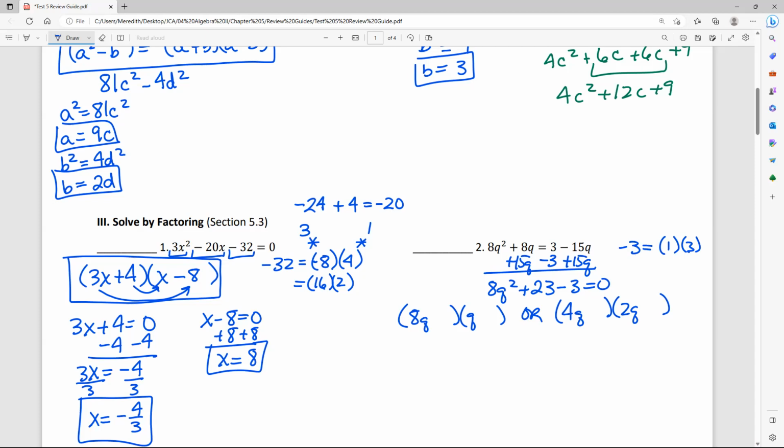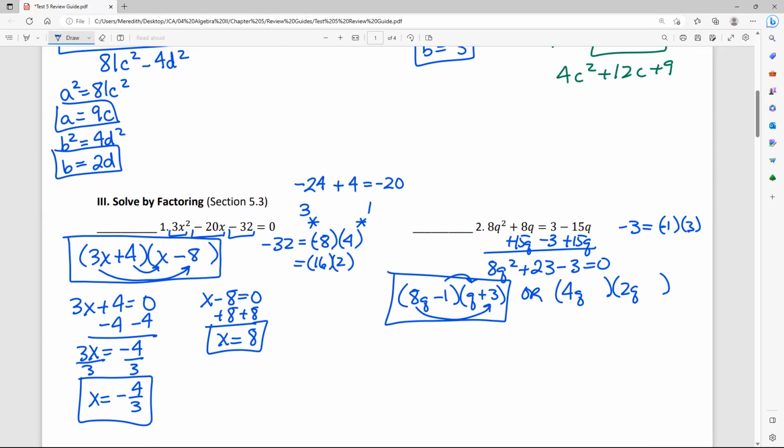So if I have 8q and q, the only number I can think of that comes pretty close to 23 is 8 times 3 is 24, and then 24 minus 1 is 23. So if I make that one negative and put it with the 8, because I know I've got to multiply the 8 times a positive 3 to get a positive 24q, and negative 1 times q is a negative 1. So that gives me 24 minus 1, which would give me positive 23. And that's how I know that this is the variation that I'm looking for. So I have 8q minus 1 times q plus 3.